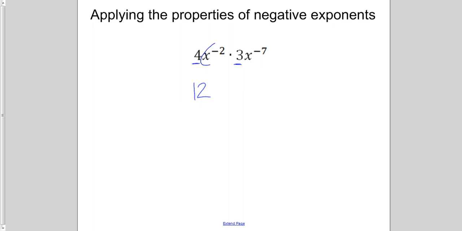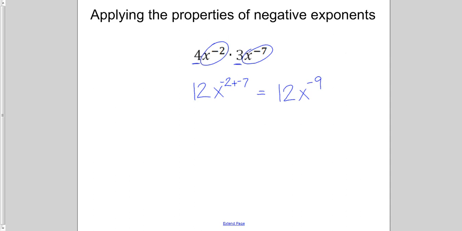Now we look at our variables. We've got x and x. One is raised to the negative 2nd power, one's raised to the negative 7th power. Our multiplication rule says that when we multiply like bases, we add the exponents. So we have x to the negative 2 plus negative 7, which leaves us with 12 x to the negative 9th. Now, we are not allowed to leave a negative exponent in our answer.